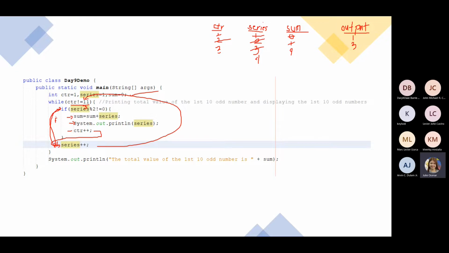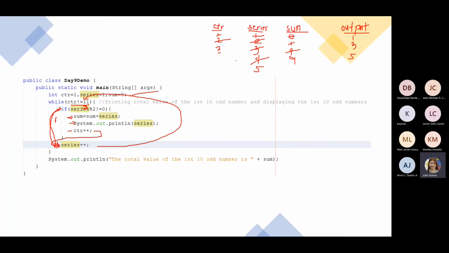So diretso tayo dito. Series will be 5. Crush out the 4. From here, balik tayo dito. Counter is 3, not equal to 1, ay, to 11. So true pa rin. If series, which is 5, modulo 2 not equal to 0, then gagawin na naman natin, sum now. Sum equals to series equals to 9. So crush out. Then System.out.print the value of series, 5.